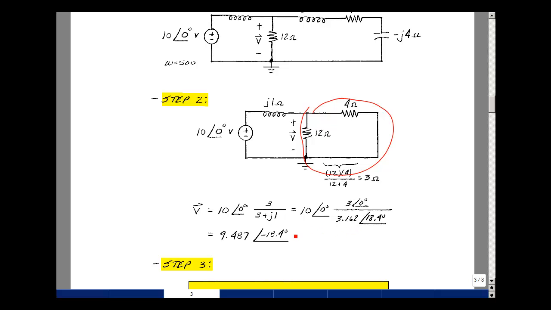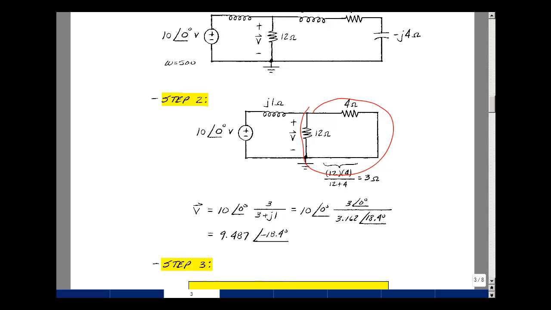That seems reasonable. I should be in the first quadrant. This is shorter than this. If these were equal to each other, I'd have 45 degrees. If this is longer, we're closer to the real axis, and so my angle would be less than 45 degrees in magnitude, and that seems, again, reasonable. Again, it could be wrong, but at least it's in the ballpark.